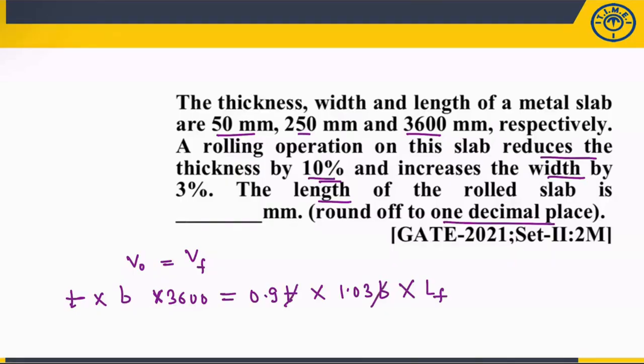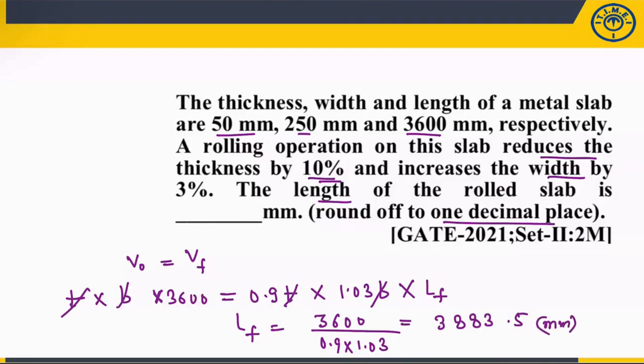So this will be cancelled out. It will reduce our calculation. That's why I have taken T and B. Now the final length will become 3600 divided by 0.9 into 1.03. How much are you getting? 3883.5. Very good. 3883.5 mm will be the correct answer. And this is the 2 marks problem. Very simple. Just equate the volume, you will get the answer. Clear?